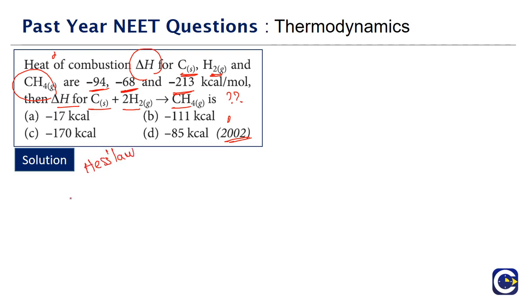So what are we given? We are given the heat of combustion of carbon solid, hydrogen gas and methane. First we will write down the heat of combustion reactions. What is heat of combustion? Heat of combustion means the enthalpy change involved in the combustion of 1 mole of a substance to give the completely oxidized form.